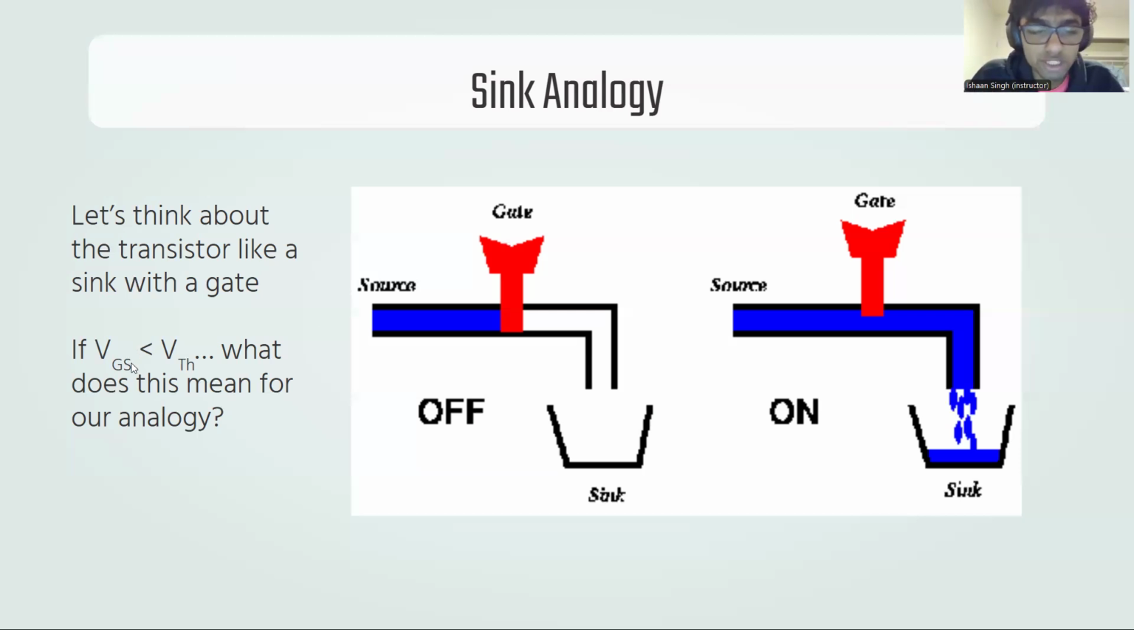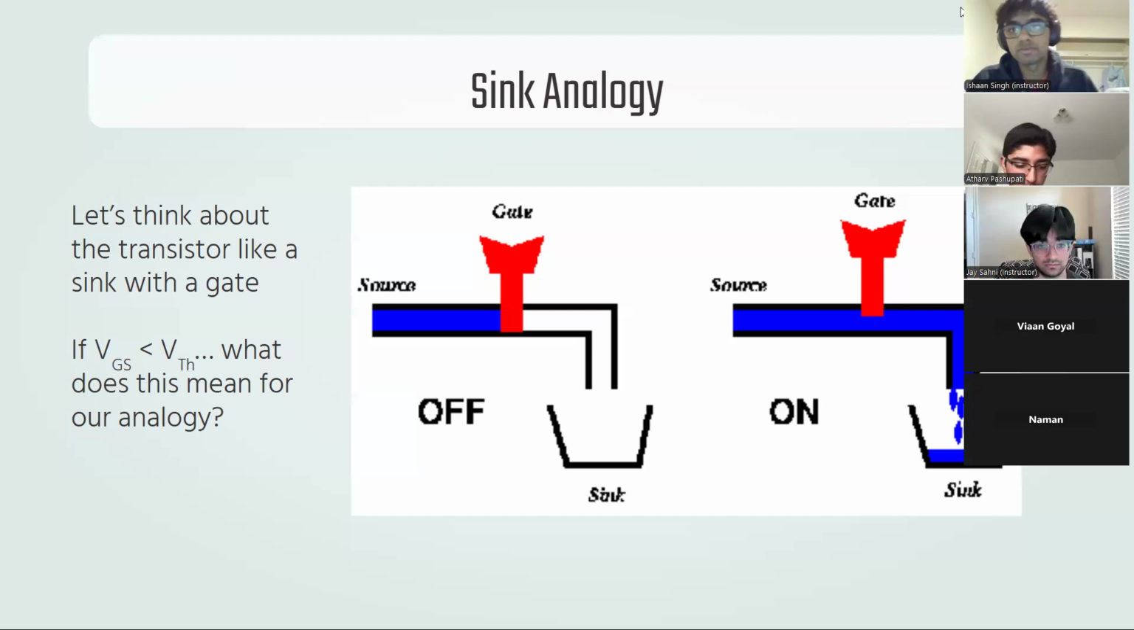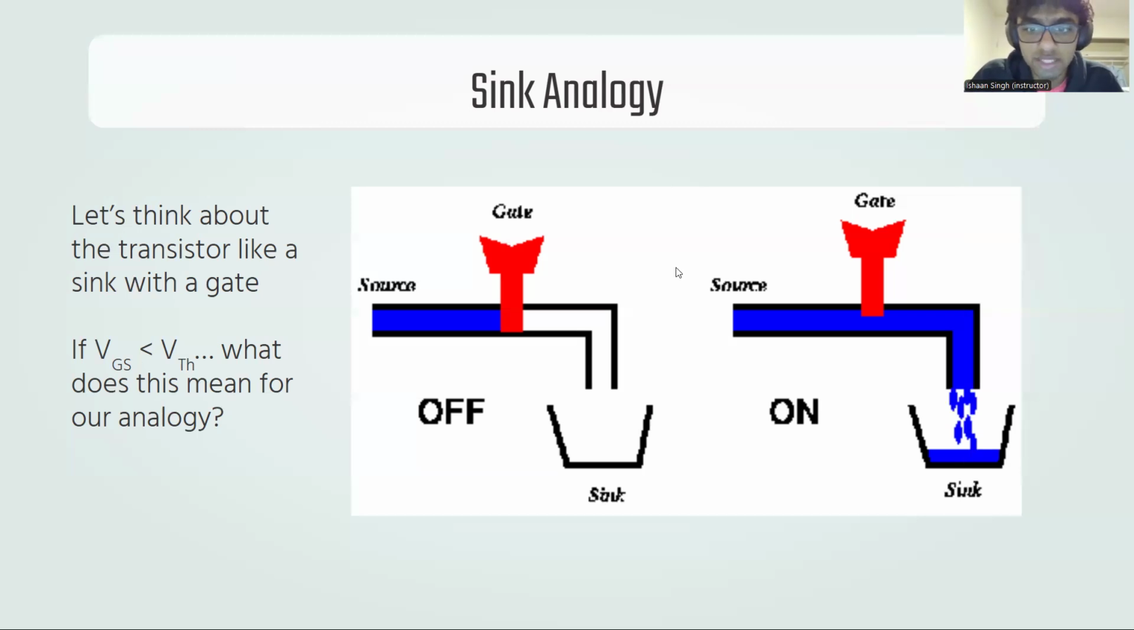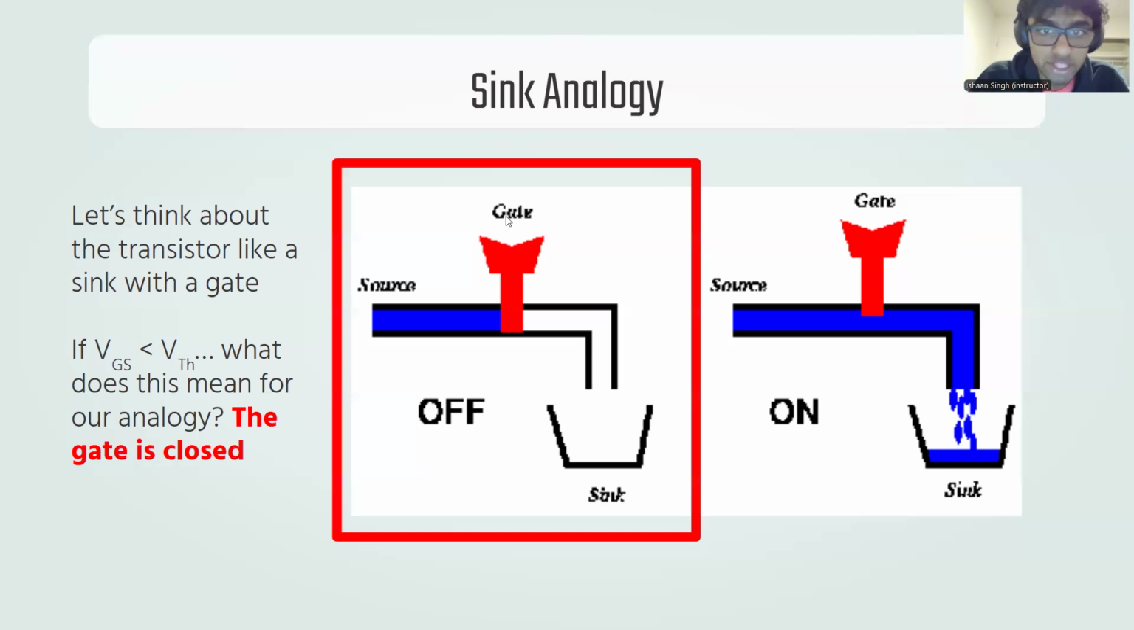But what does this mean for our analogy? If the gate voltage is less than the threshold, what does that mean? Someone give me a guess. Current does not flow. Yeah, it's a vague question, but current does not flow. That's a correct answer. Basically, the gate is closed. We've just closed this gate off. So it doesn't matter how much voltage I'm trying to send through, it's just off.